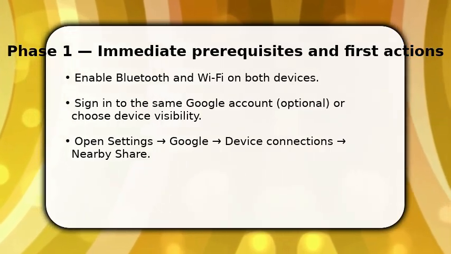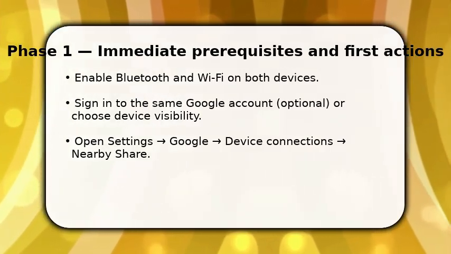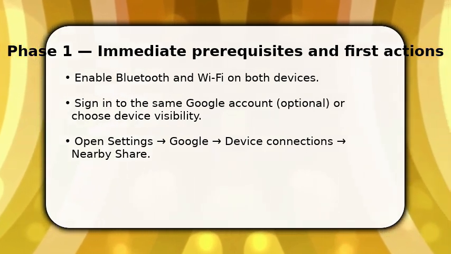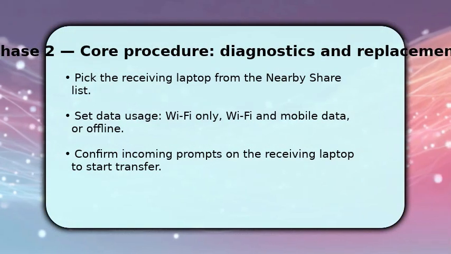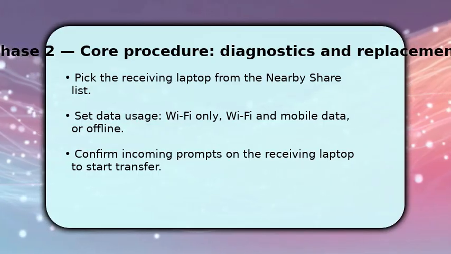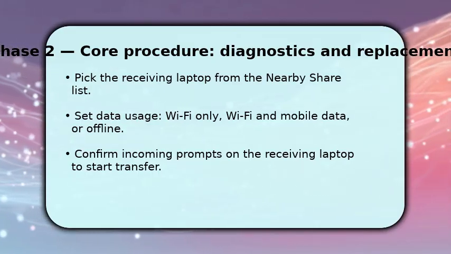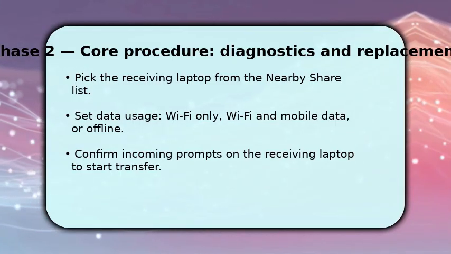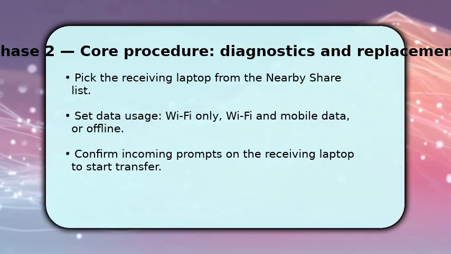Now choose a file. Right-click or use Share from Files, and pick Nearby Share as the target. You'll see nearby devices listed. Select the receiving laptop when it appears. Next, choose Data Usage. Wi-Fi only is fastest and avoids mobile charges. Wi-Fi and mobile data lets the connection fall back, and offline creates a direct peer connection.